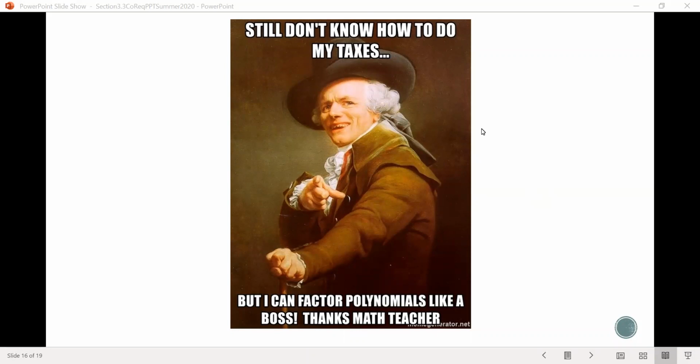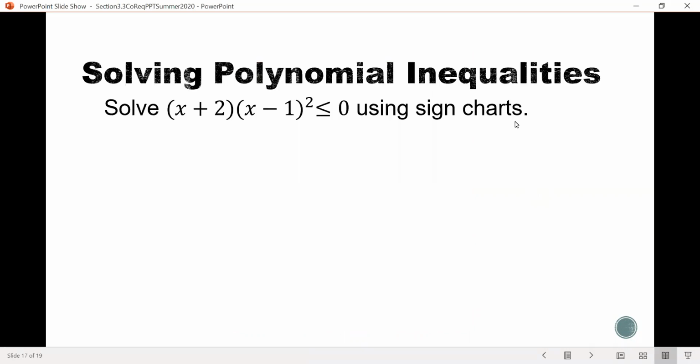I should say, just one more example problem to go over here. All right, so we're going to go back to solving inequalities, which we did at the end of chapter 2 with absolute values. And now we're going to do it with polynomial inequalities. As we go through this, we're going to continue to use this method of a sign chart to solve these. So looking at this problem, we're asked to solve where (x + 2)(x - 1)^2 is less than or equal to 0.